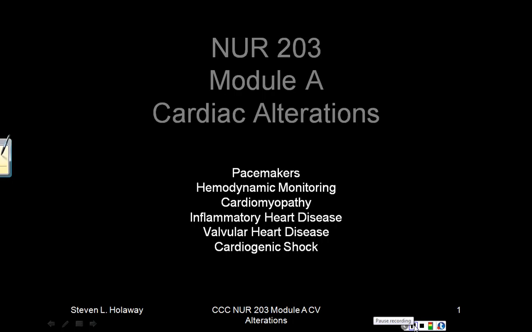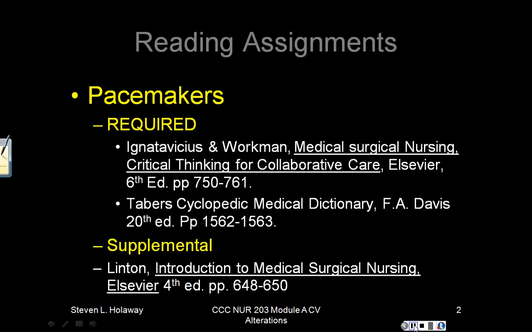This is Nursing 203. We'll be discussing Module A, Cardiac Alterations. This particular section will be talking about pacemakers. Here's your required reading, your IGGY book, pages 750 through 761. Your Taber's Medical Dictionary has great definitions of the pacemaker and the different modes of pacemakers. If you still have your Linton, 4th edition, pages 648 to 650 also have information on pacemakers.